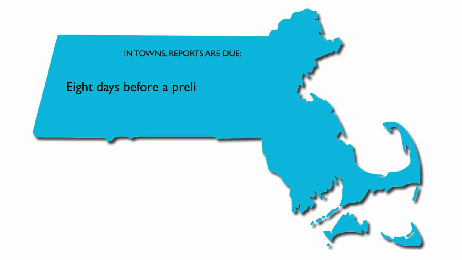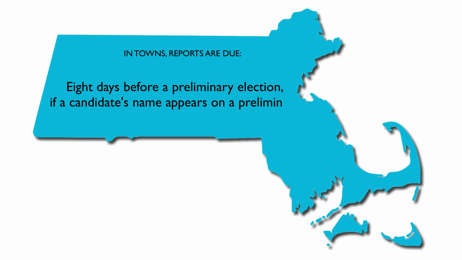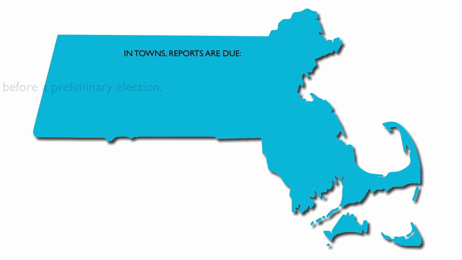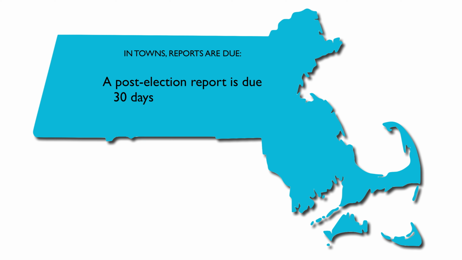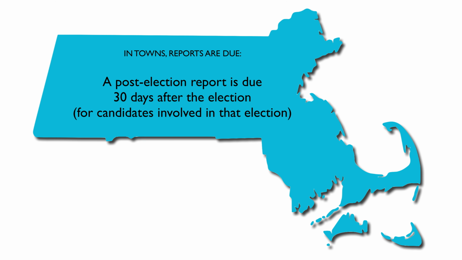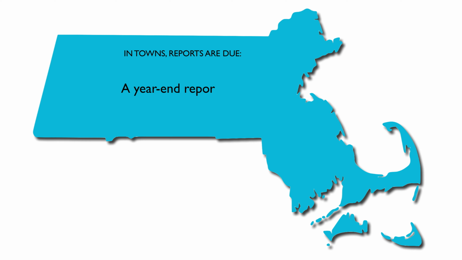In towns, reports are due 8 days before a preliminary election if the candidate's name appears on a preliminary ballot, and 8 days before the general election, called a pre-election report, if that candidate is on the ballot that year. A post-election report is due 30 days after the election for candidates involved in that election. A year-end report is due January 20th.